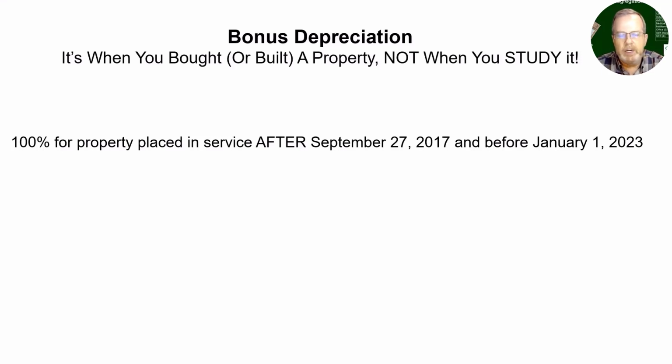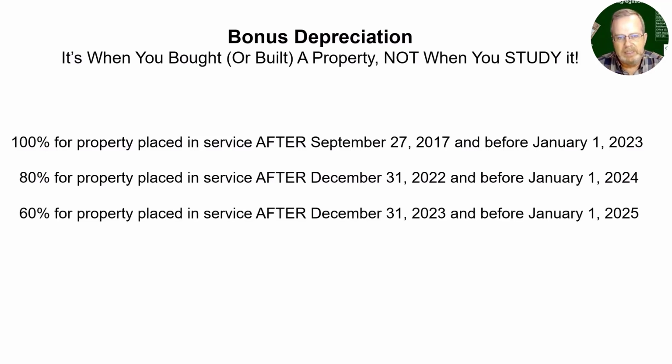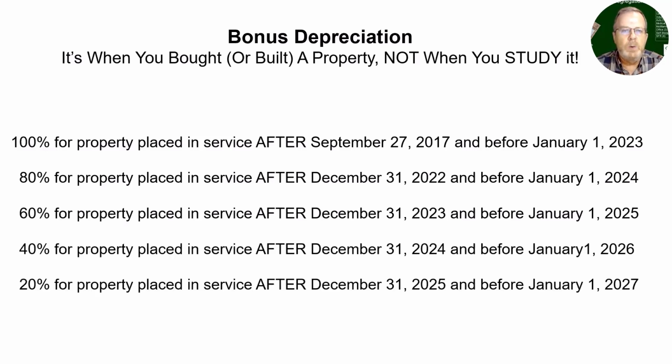The language you see here is language from the legislature, so I don't know why they just can't say January 1 to December 31st. As you see the next one, what we're in right now is the 80% bonus, right? So it's after the end of 22 and before the beginning of 24. In 24, it drops to 60%, and then 40%, and then 20%. This is the way the law is written right now, and this came from the Tax Cuts and Jobs Act of 2017.